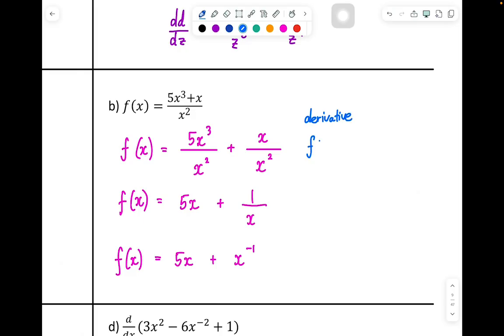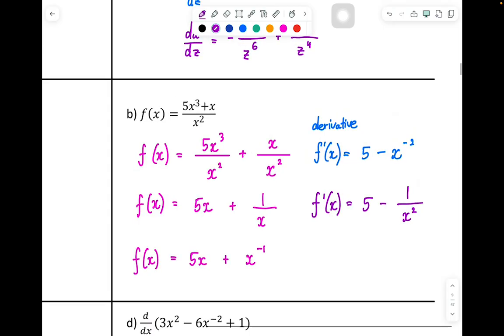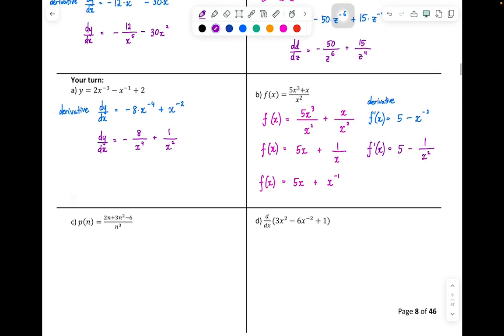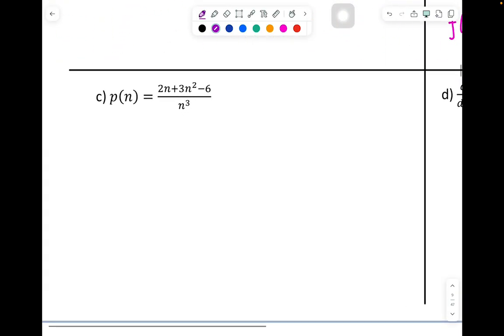And the derivative will be f dash x. So we're going to differentiate 5x, that becomes 5. Take the power, multiply it at the front, becomes -x, and then you subtract the power by 1. I'm going to re-express this here as 1 over x to the power of 2. Very similar skill here.